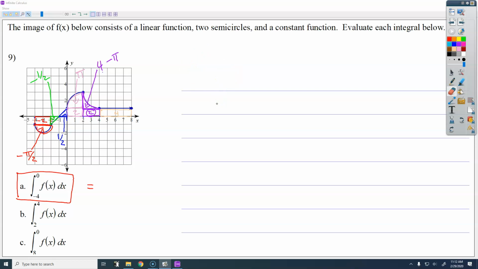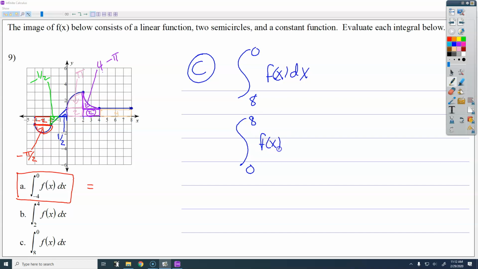Okay, part C. Part C is asking us to find the integral from 8 to 0. Now that's backwards, right? We don't like the bigger limit on the bottom. So the first thing I'm going to do is rearrange this so the 0 is on the bottom. And when you do that, you have to put a negative in the front. And so now we're going from 0 to 8. So I'm going to make a pretty wide set of brackets here because that's a lot.